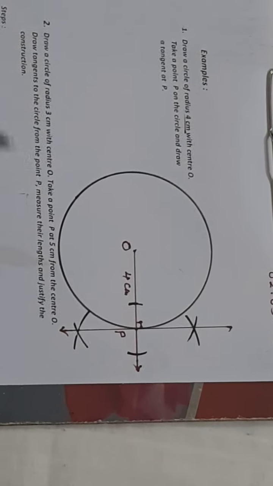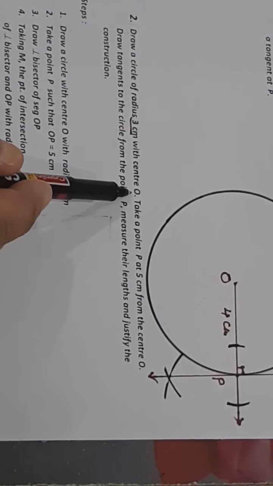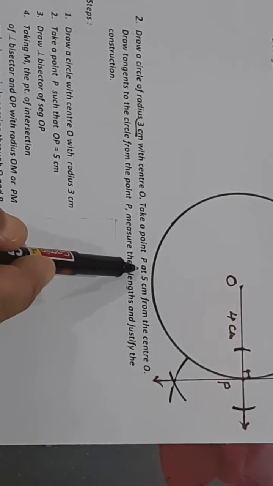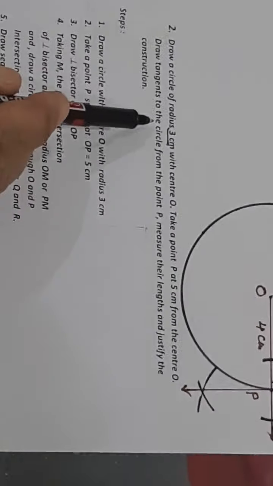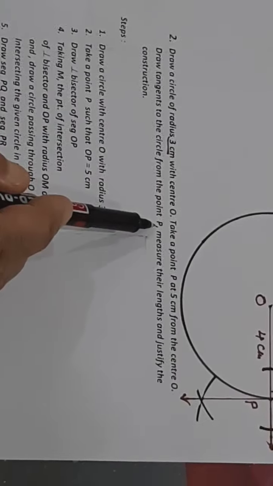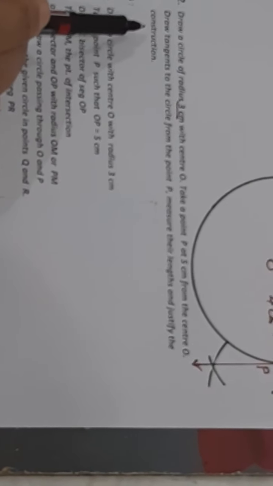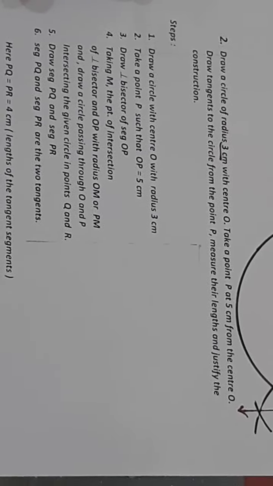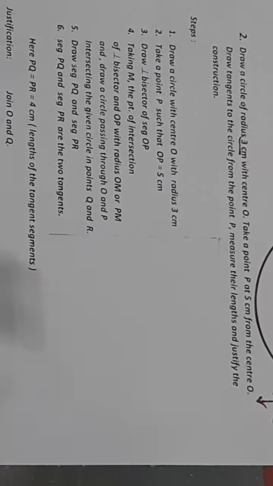Now construction number 2: draw a circle of radius 3 centimeter with center O. Take a point P at 5 centimeter from the center O. Draw tangent to the circle from the point P. Measure their lengths and justify the construction. Now I have written the steps here and down justification. Steps are not necessary in examination, but justification is necessary. So I will explain you.